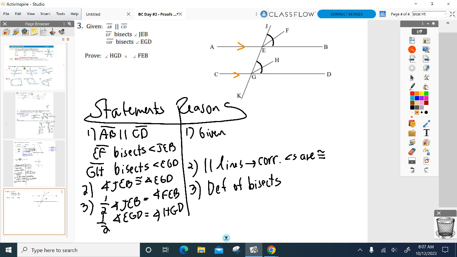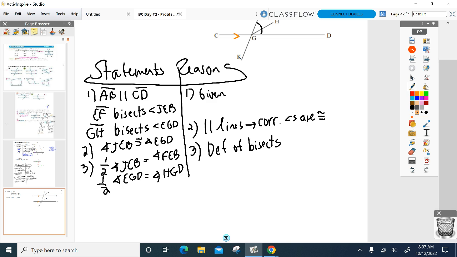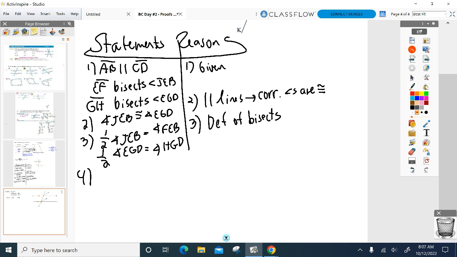I told you the angles are equal. I told you I'm taking half of it. So those halves, FEB and HGD, are now congruent. And that is off your sheet. Halves of equal quantities are equal.